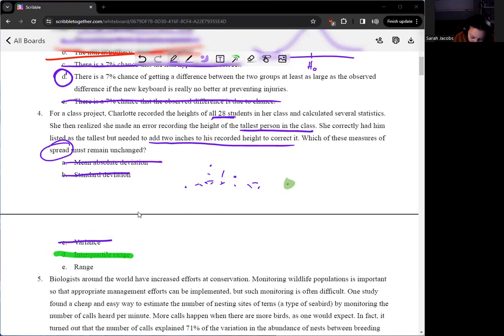The interquartile range, that is based on the positions, right? Based on the first quartile and third quartile. Those, like the median, are resistant to outliers. So that's a pretty good candidate. And then last but not least, we have the range. The range is definitely going to change. It was this distance, and now it's this distance. It's clearly going to change. So the IQR is what's not going to change. Onward.